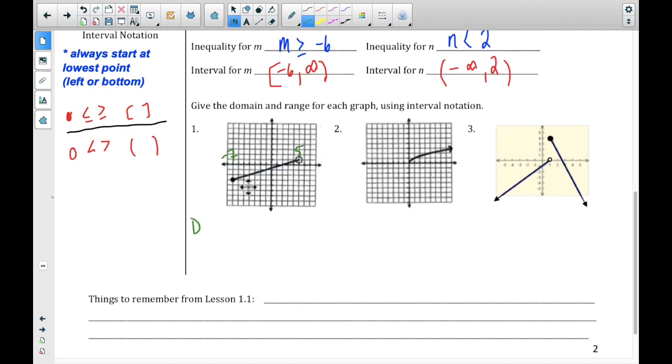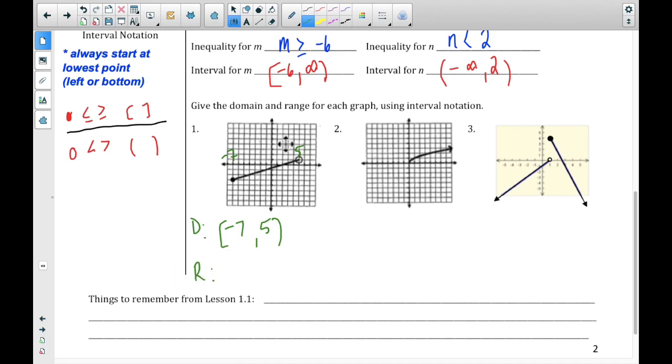The domain starts down here at -7 on the x and goes all the way up to +5 on the x. Does it hit the -7? Yes, it does. Does it hit the 5? No. So my domain is from -7 to 5. It includes -7. It does not include 5.